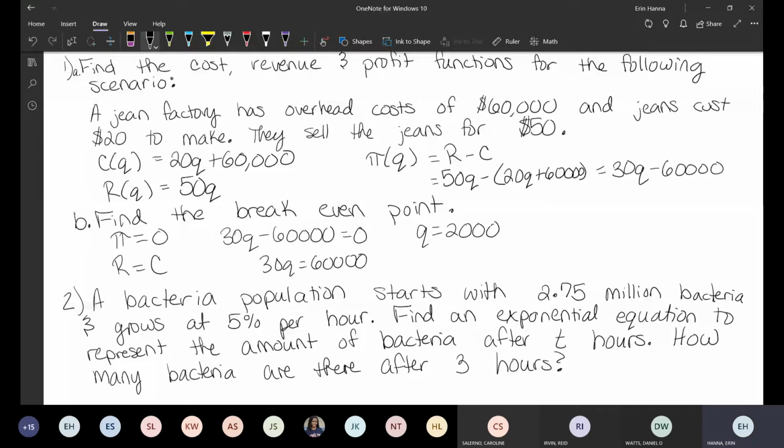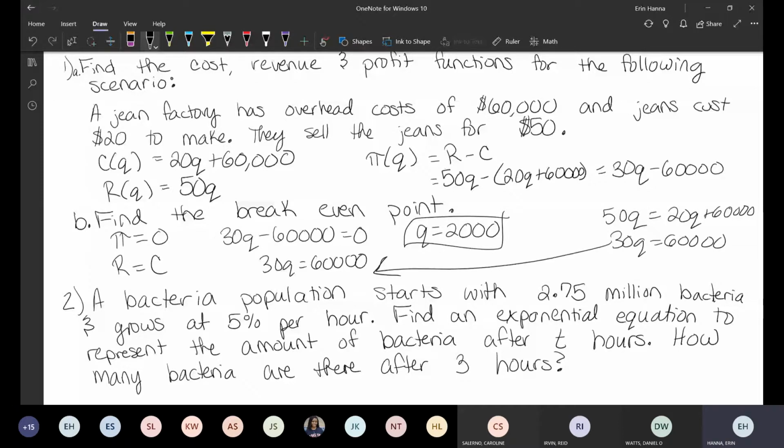Can you also set the cost and the revenue equal to each other? Yeah. So if we had set 50Q equal to 20Q plus 6,000, subtract 20Q from both sides, yeah, you're essentially right there. So either way, whatever floats your boat. I'm going to need this space, so I need to erase it.